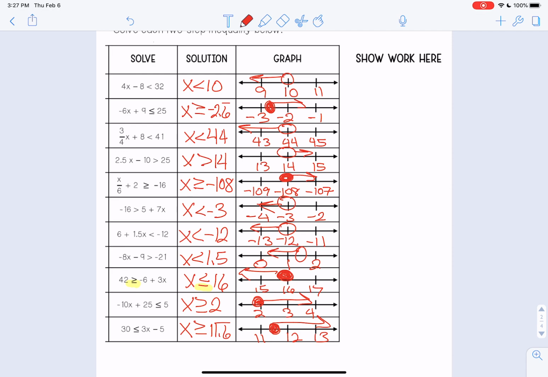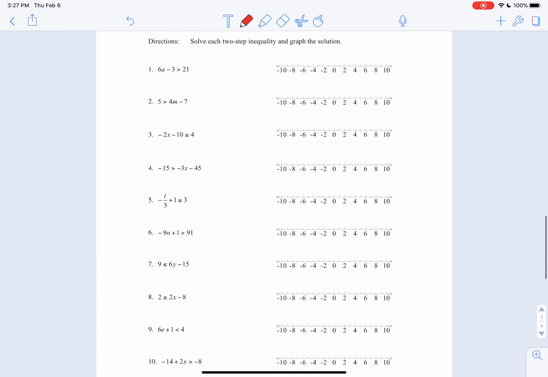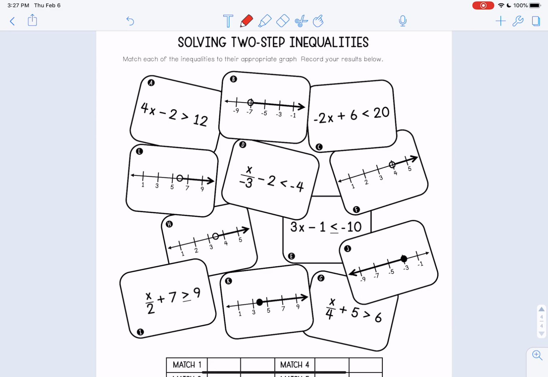So if you got them all correct, go ahead and pat yourself on the back. Good job. The next 2 pages are your homework. It's just practice, practice, practice. So you're going to solve on this page and then graph. And on the last page, you're going to solve by matching each of the inequalities with the appropriate graph.